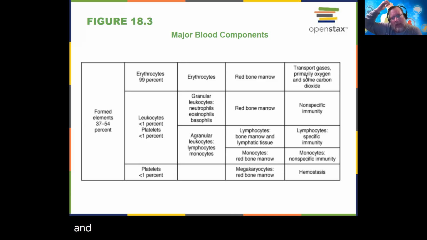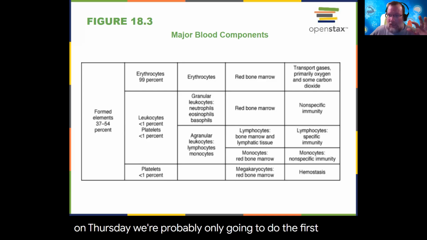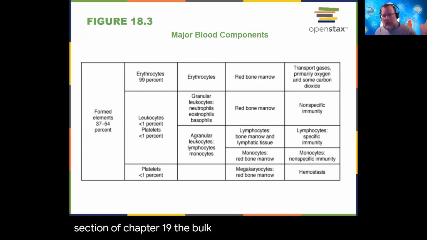This semester, and by the way, chapter 18 on blood, most of that chapter is relevant for us now. There might be a couple of items in there. It's not a real long chapter. So if you skim through chapter 18 in OpenStax, most of what's in there is pretty straightforward regarding anatomy. There's very little physiology stuff. Now, when we go into chapter 19 on Thursday, we're probably only going to do the first section of chapter 19.